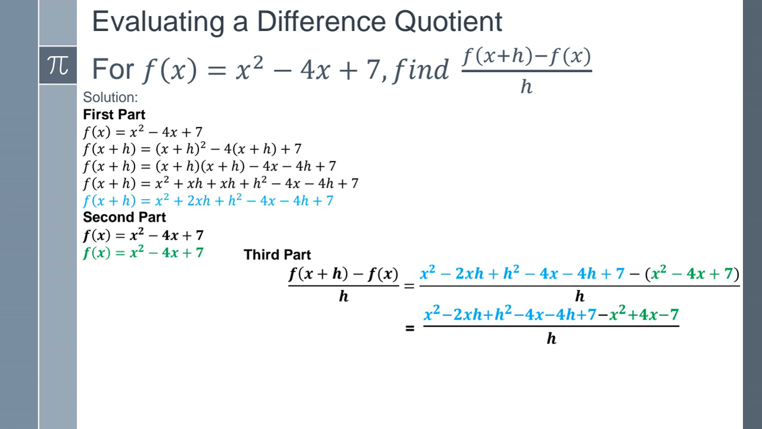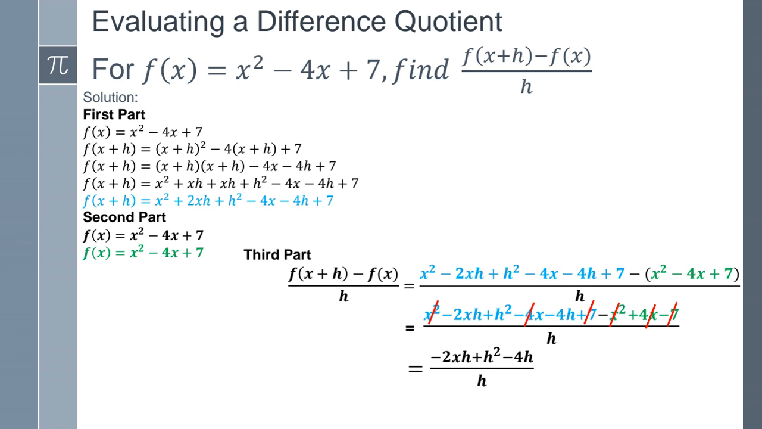Let's try to simplify. Can we combine like terms? The answer would be yes. I have an x squared and a minus x squared. Those get eliminated, become 0. I have a minus 4x and a plus 4x. Those become 0, so they got eliminated. I have a plus 7 and a minus 7. Those get eliminated. So I'm left with only 2xh plus h squared minus 4h.